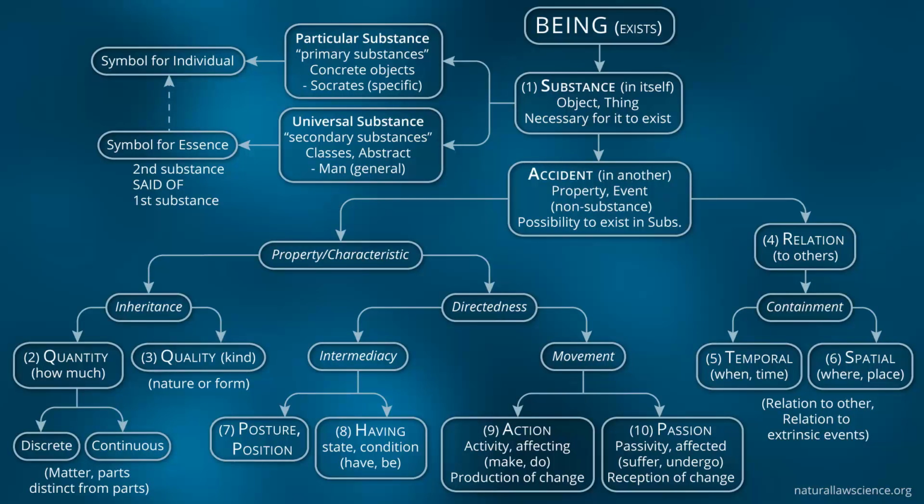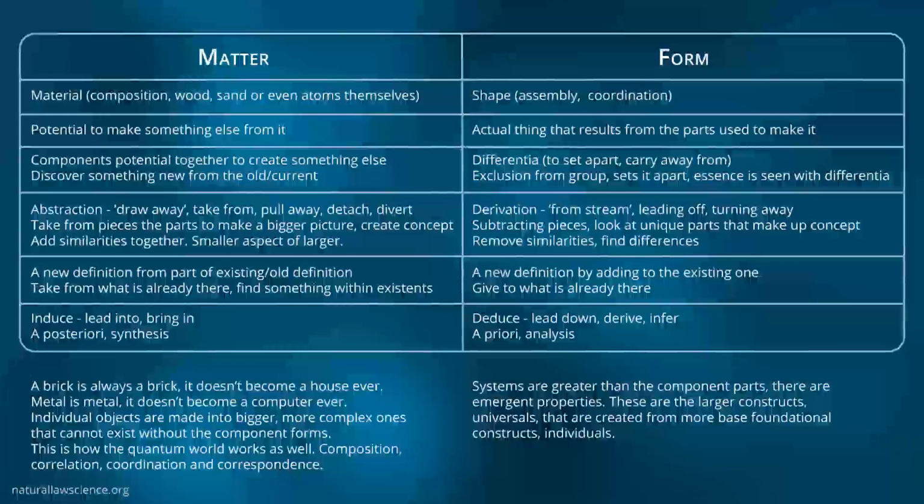Now we're going to infographic 10, and we're going to elaborate more on matter and form, which we briefly discussed in words and symbols from infographic 4, and were briefly mentioned again in infographic number 8. So on number 10, matter and form. Matter deals with the material, the composition, wood, sand, or even atoms themselves, and the form deals with the shape, the assembly, the coordination. The matter is the potential to make something from something else, and the form is the actual thing that results from the parts used to make it, the chair, the table, or the toy.